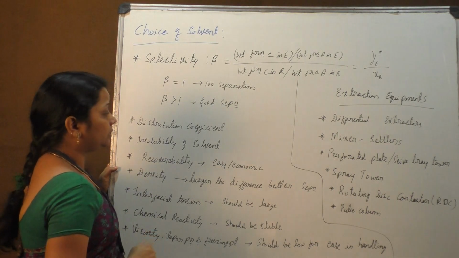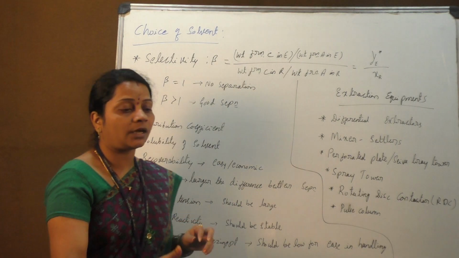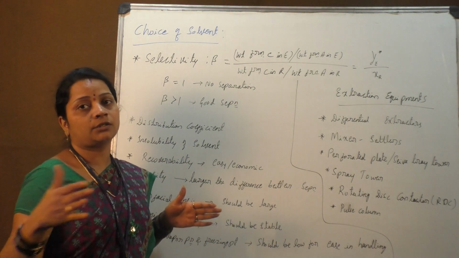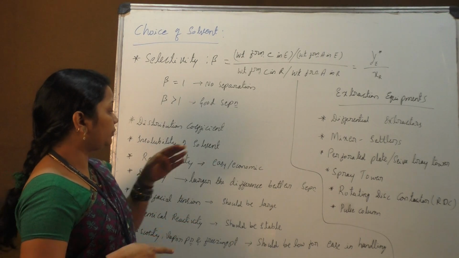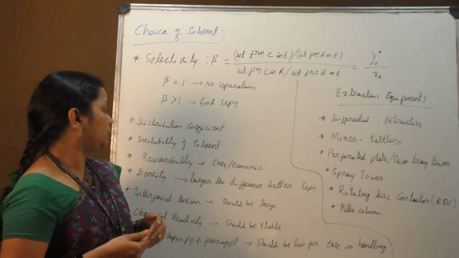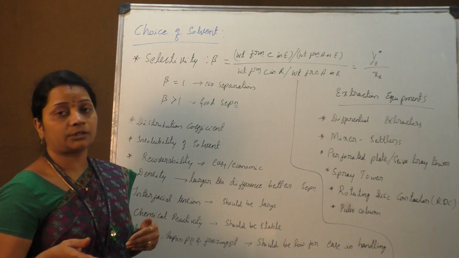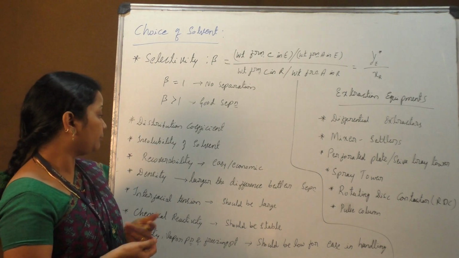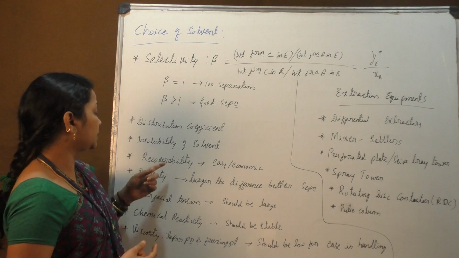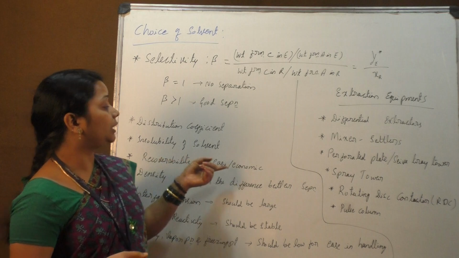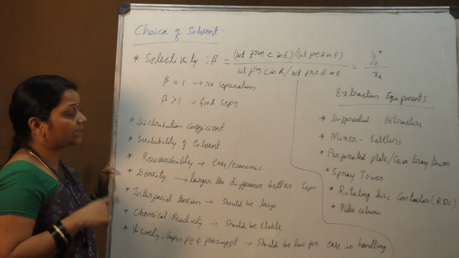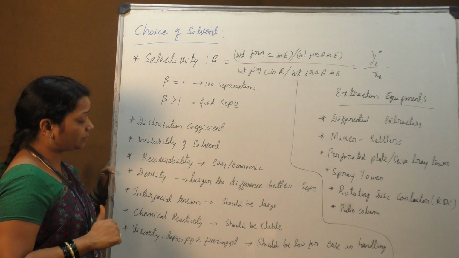Then recoverability. Once we have used that solvent, it should be reused again and again so that you can avoid the fresh addition of solvent. In many cases, if water is the solvent, water is nowadays becoming a very stringent component, and it is very difficult to get pure water for the processes. So a regeneration process should be adopted, and in such cases recoverability of that solvent should be easy and economical. You have to see that before selecting the solvent for a particular extraction process.